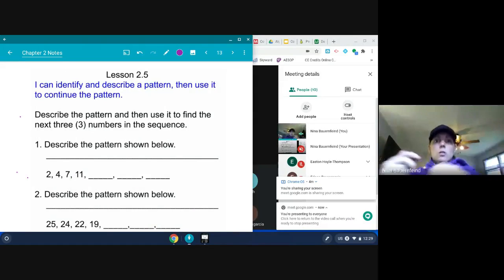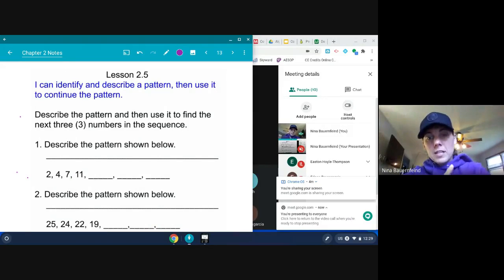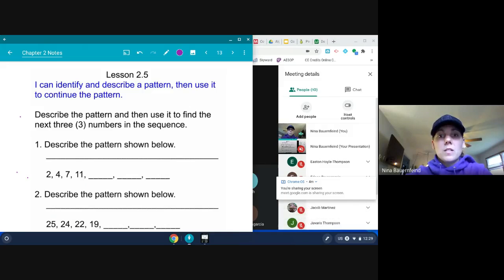Okay, so once again, lesson 2.5 is just like 2.4, except this time we also have to name the pattern or describe it. So we want to be able to figure out what the pattern is, name it, and then use it to find the next stuff.